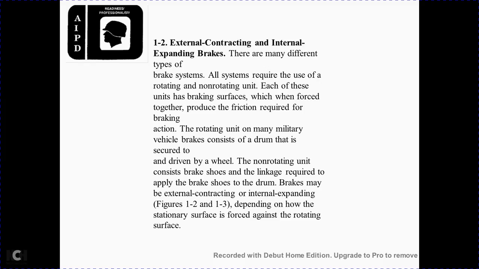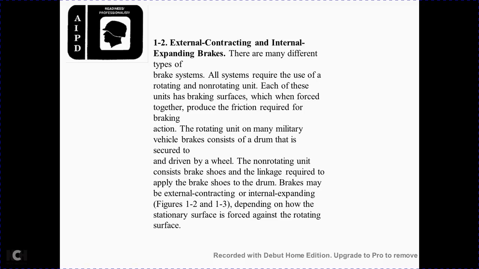Figure 1-2, external contracting and internal expanding brakes. There are many different brake systems. All systems require the use of a rotating unit and a non-rotating unit with a brake, which together produce the friction required for the braking action. The rotating unit with any of the vehicle brakes consists of the drum that is secured to and driven by the wheel. The non-rotating unit consists of the brake shoes and the linkage required to apply the brake shoes to the drum.